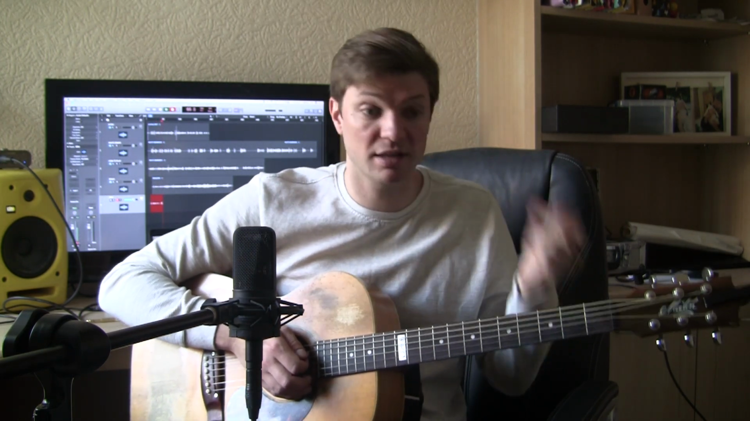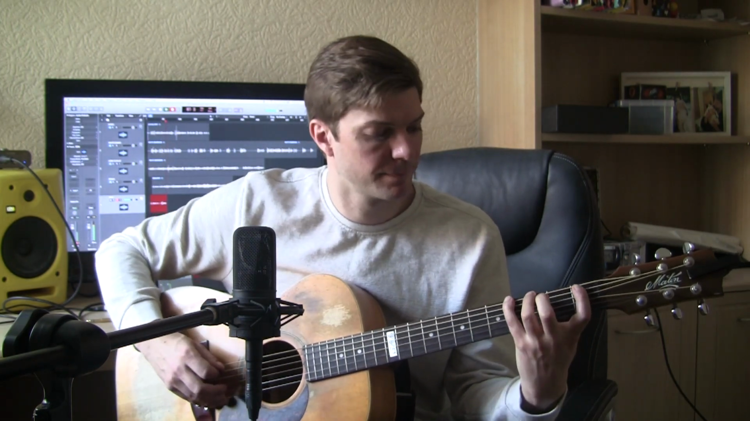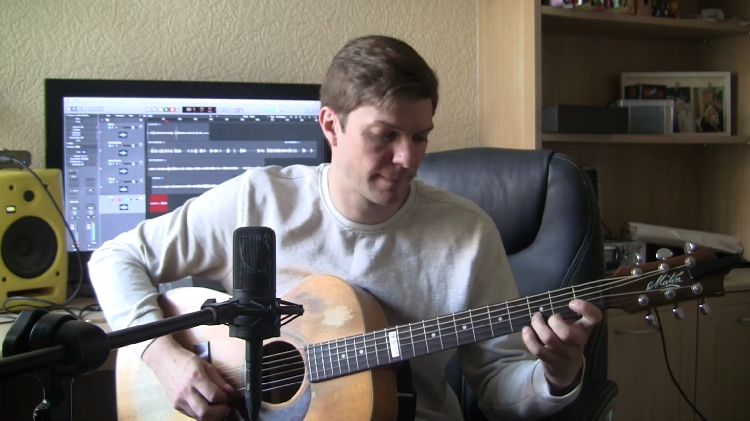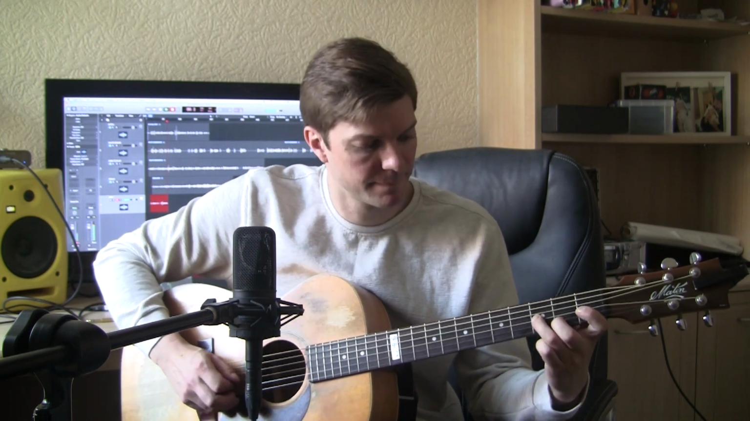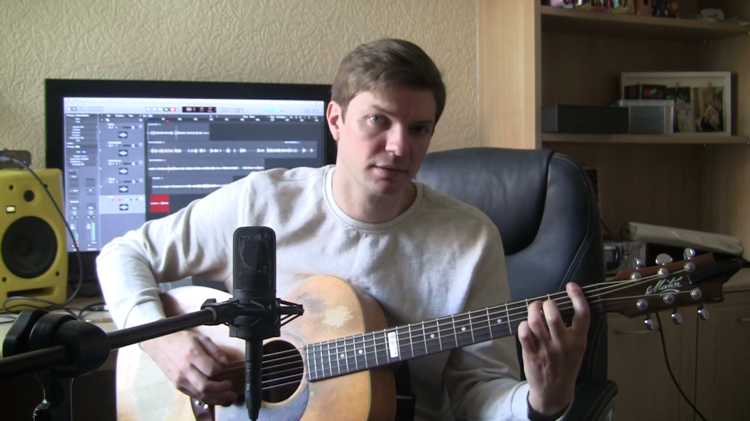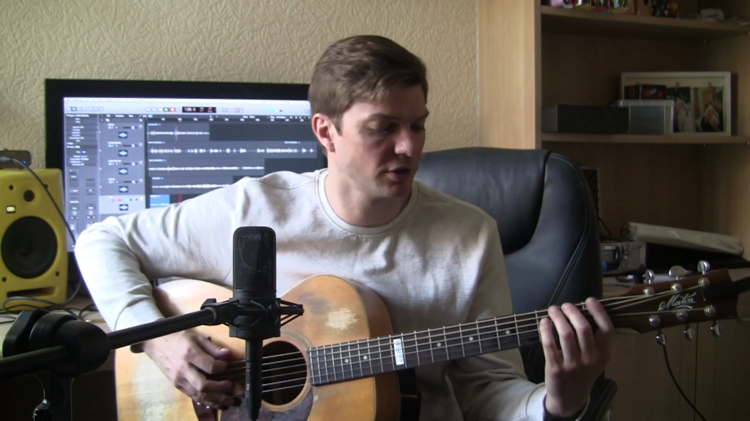So here's F minor at 120 BPM, using scale 1, which is flat 3 and flat 7. Quarter note pulse on the downbeat of every crotchet. Da, da, da, da. 1, 2, 3, 4. Same again at 120, but on every eighth note. 1, 2, 3, 4.